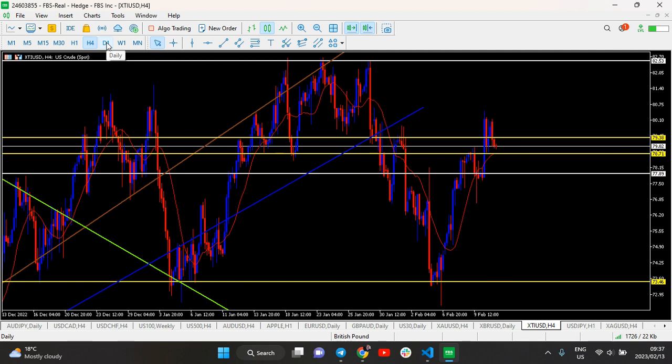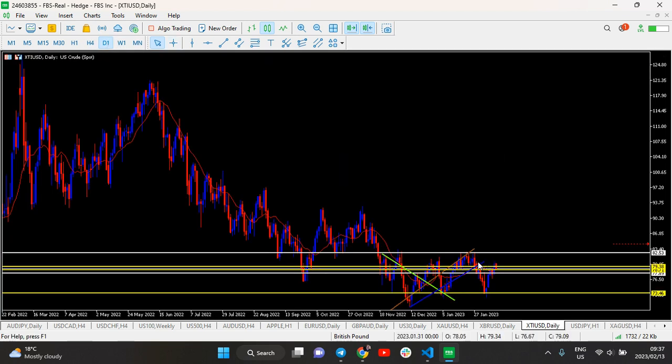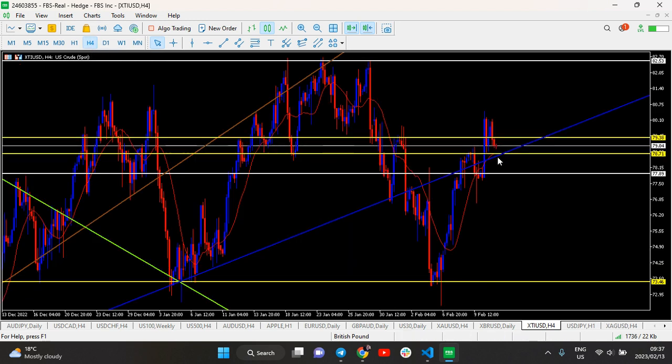Let's see what happens here. This one is actually at the support zone, as you can see over here. This is a support zone. It is also a confluence of support. So we might just see oil start going higher, or if it breaks below 78.70, then we'll likely see it crash below.